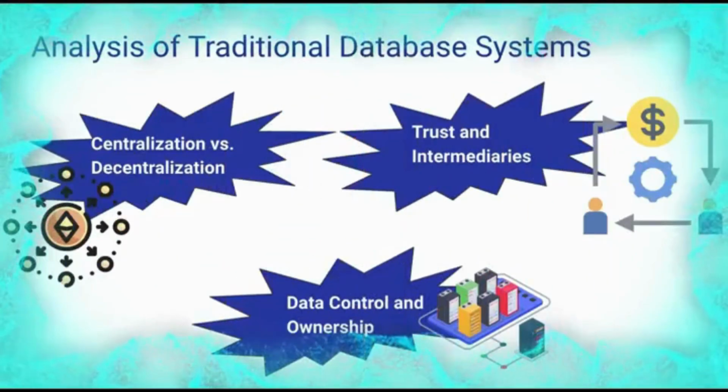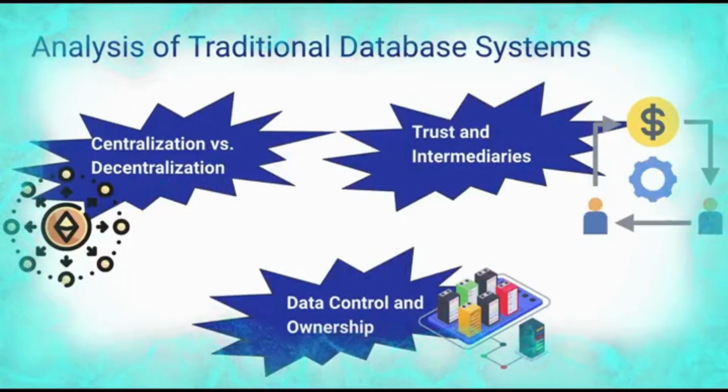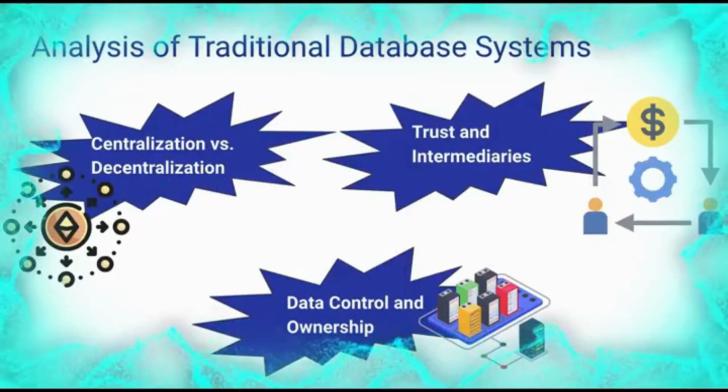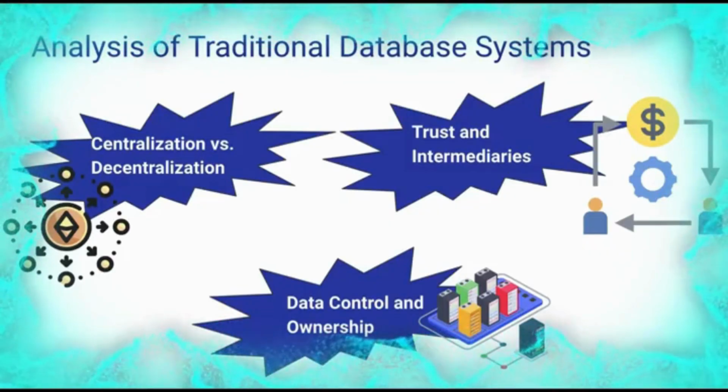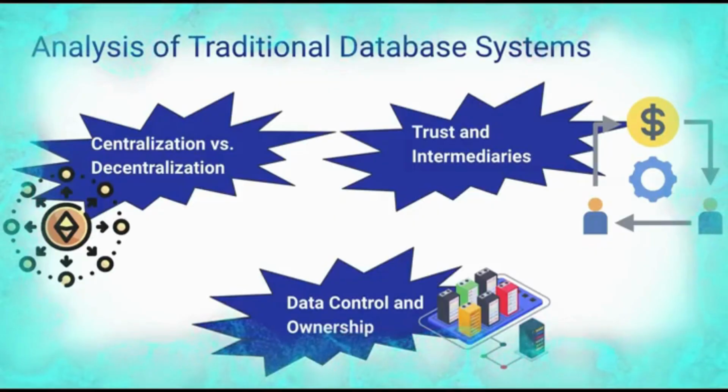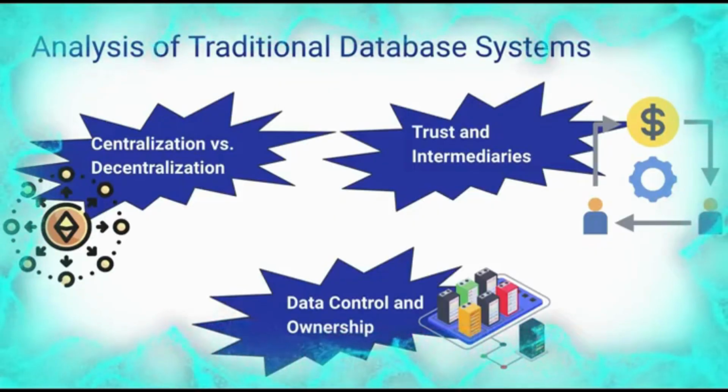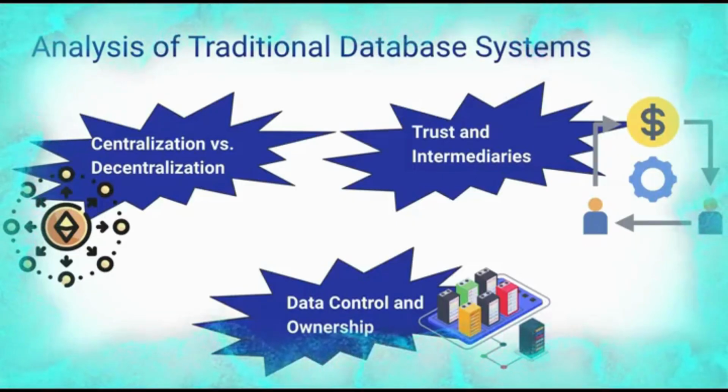Now let's move on to the analysis of traditional database systems. Traditional database systems and blockchain technology have distinct characteristics. Centralized versus decentralization. Traditional databases are centralized, managed by a single entity. In contrast, blockchains are decentralized, distributing control among various participants.